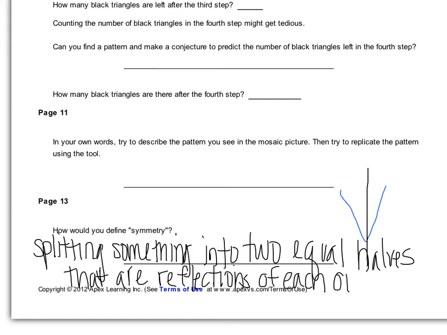And you may have a better way of describing symmetry. It may be something you really understand, and you may not need to write that. But the best definition I can give you is that it's splitting something in half, or into two equal halves, that are reflections of each other. So like the V, as we said earlier, the left side and the right side are reflections of one another, and they're identical to each other.